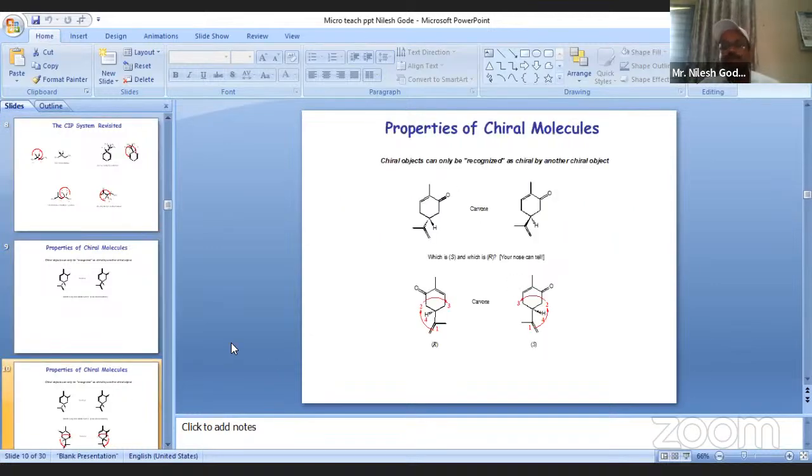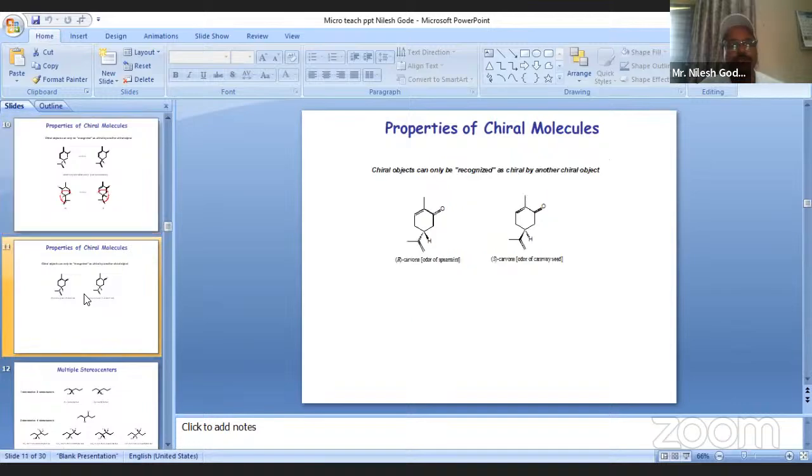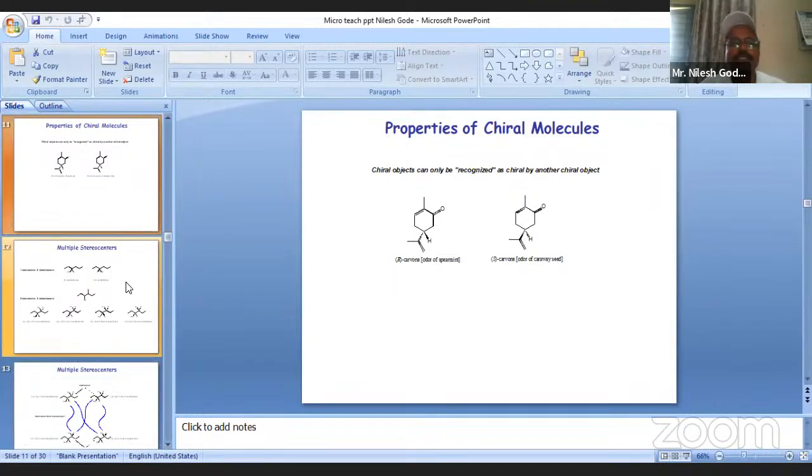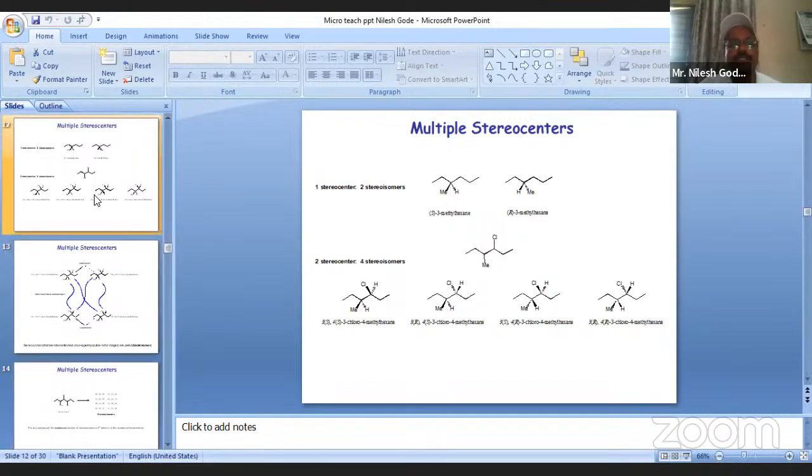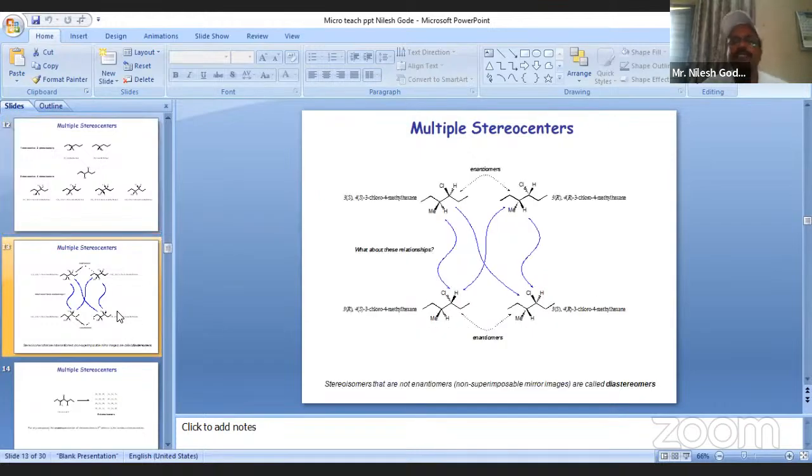Property of chiral molecules. Chiral molecules have some properties, and I explain the properties. This is one example of chirality, where the hydrogen in the first molecule is on the front side, and in the next molecule the hydrogen is on the back side, and both are non-superimposable mirror images of each other. Then multiple stereocenters. In one molecule there can also be two or three stereocenters, and for these stereocenters the stereoisomers are classified into diastereomers.